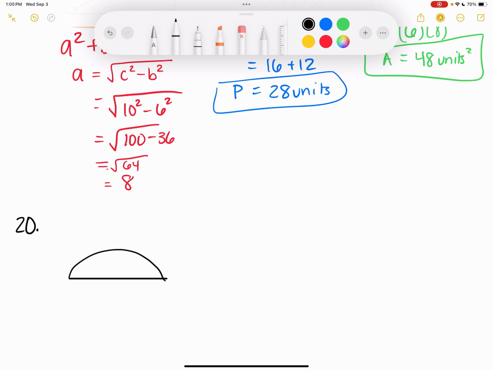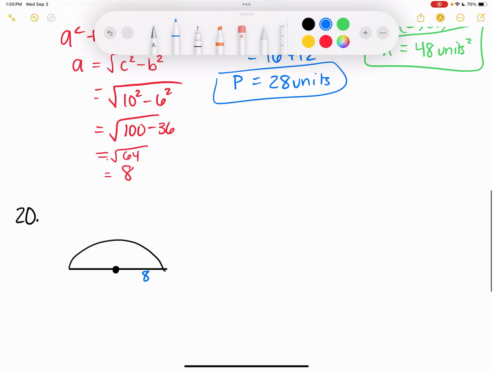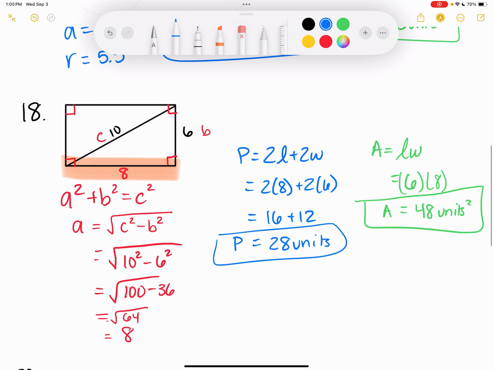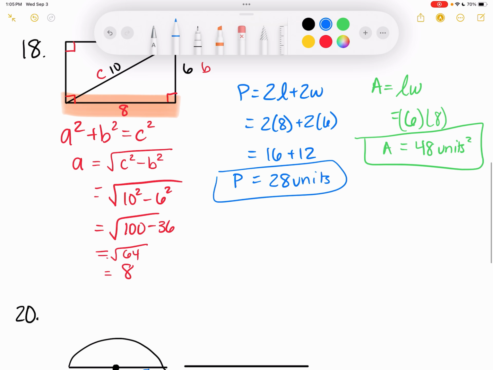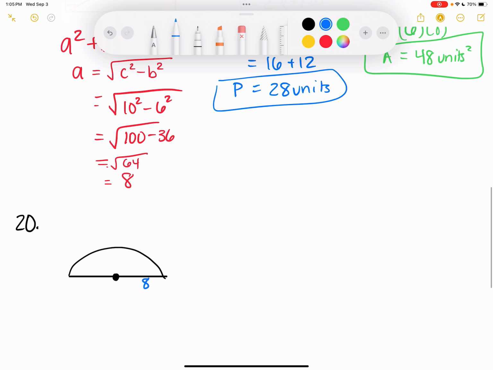And they put the 8 over here on this side like this, okay? That means that my radius is what they've given me. If they're giving it to me as a diameter, they're going to put it in the center like I did up here with this one, okay? And obviously this one isn't a circle, so it's a semicircle. So my radius is 8.